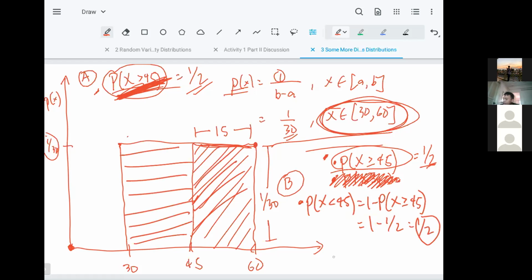So the last one is a problem na pakisagot. What's the probability that x is less than 35? So kasi 35 nandito, ang height ko constant na 1/30. Ang width ko ngayon, 30 to 35 lang, less than 35. 5 lang yan. So the answer will be 1/6. 5/30.